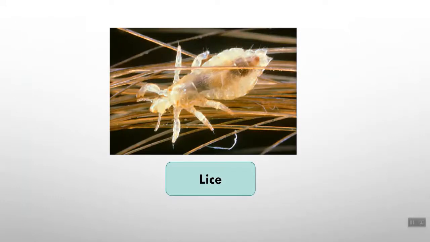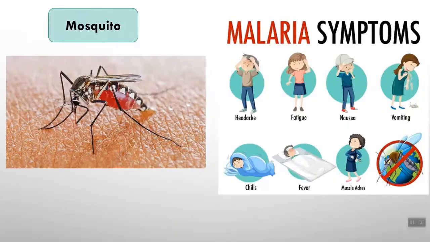We have examples of external parasites, such as the lice, and the second parasite, the mosquito. The mosquito causes malaria disease. The mosquito is the parasite and your body is the host, and it causes malaria disease.